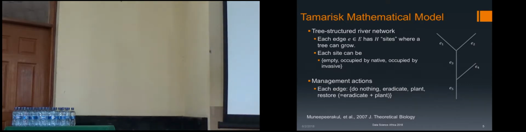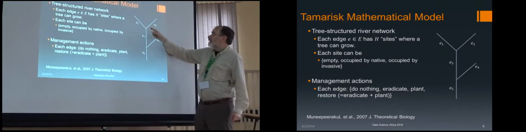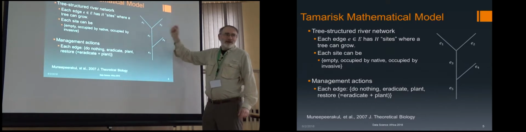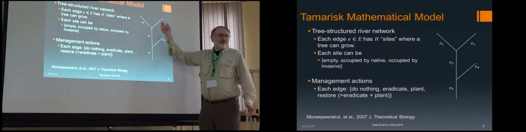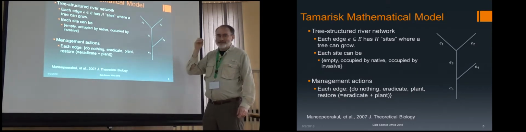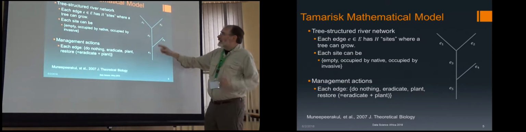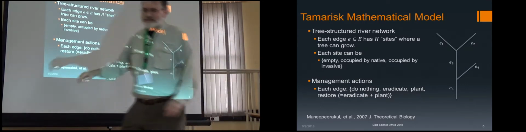So we imagine the water is flowing down these branches of the river and out to the ocean, say this way. And we're just going to label these the edges, because we're computer scientists. So these are the edges. River people call these reaches. I don't know why, but I may say that word by accident because I'm used to talking with them. But these are these edges, and each edge has a number of sites.